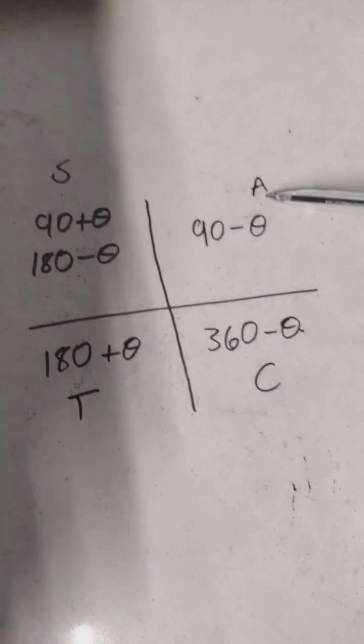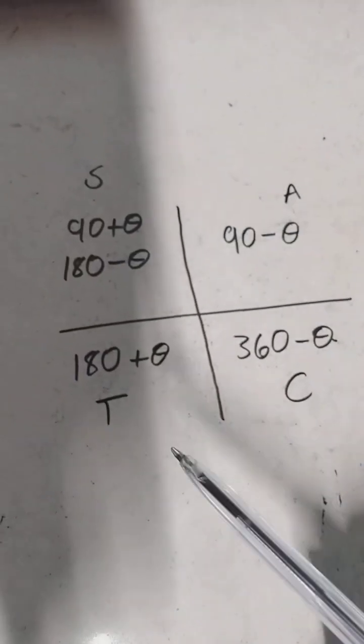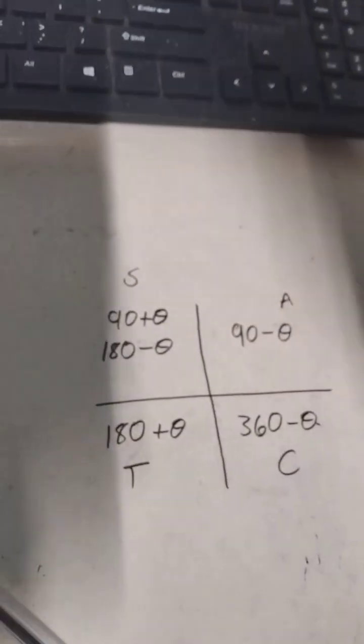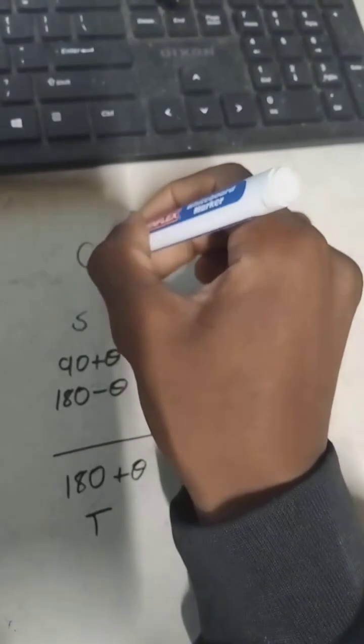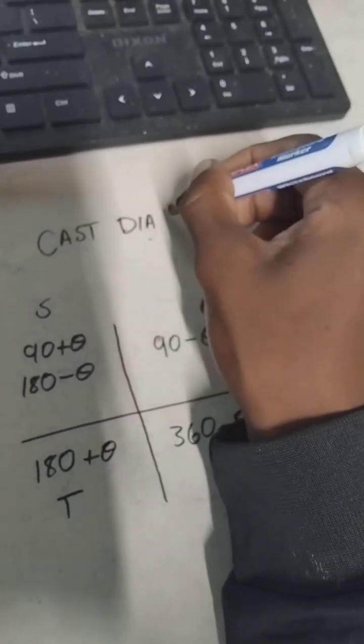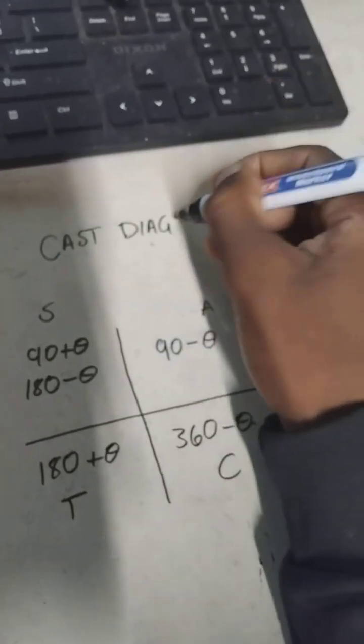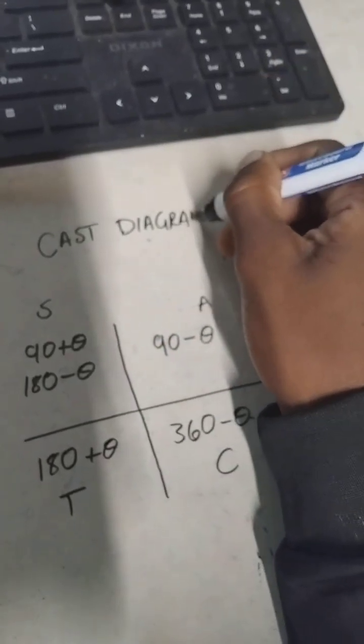What is this A implying? Let's just deal with this, and let me just label CAST. Okay, CAST diagram.